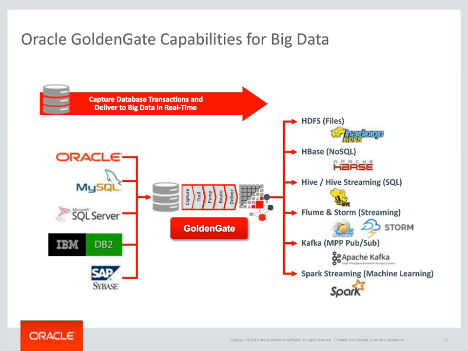And so in some cases we're writing transactions to file in HDFS. We can deliver directly to the HBase APIs. We can deliver directly to Hive formatted data structures, and increasingly we see customers looking to leverage streaming technologies like Flume and Storm, as well as pub/sub infrastructure like Kafka, in order to take advantage of this data while it's in motion.